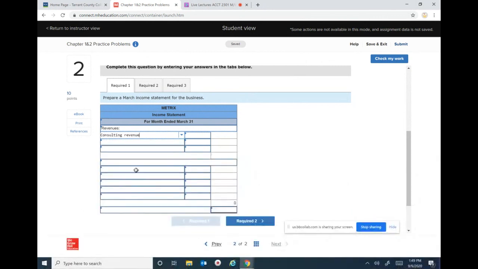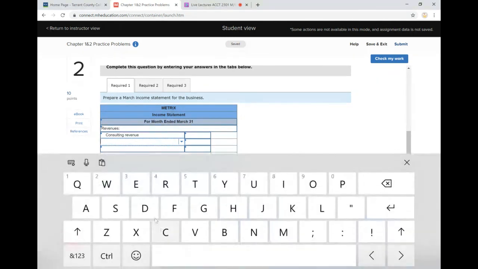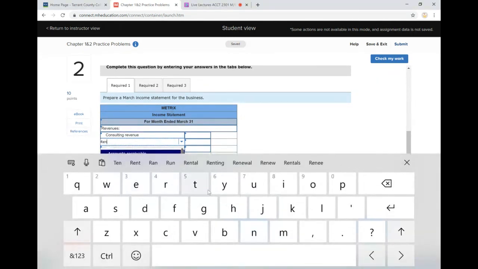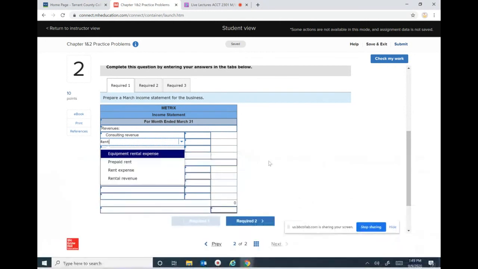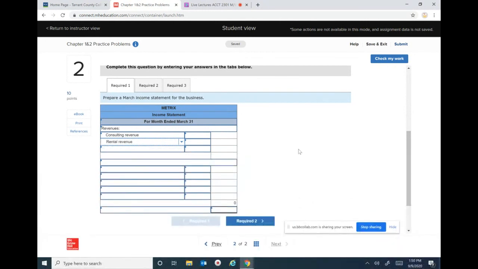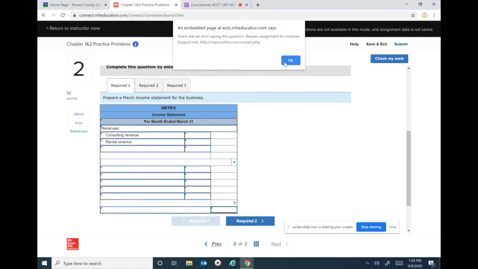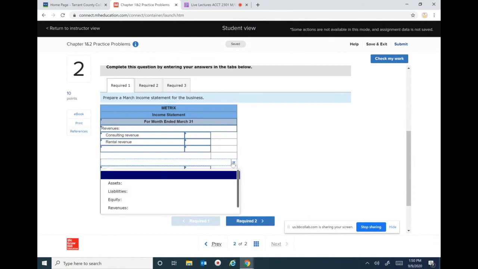Let's see, consulting revenue. I'm going to follow that with the smaller source of revenue, which in this case is rental revenue. Let's type this rental. So rental revenue, let's see if it popped up. There is the rental revenue. Then I'm going to total all revenues.